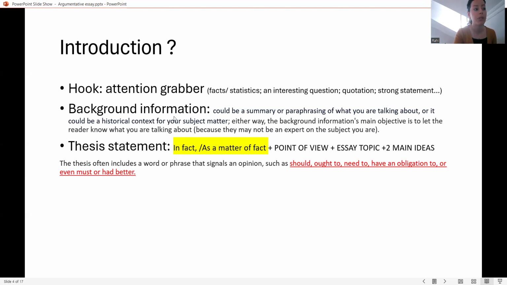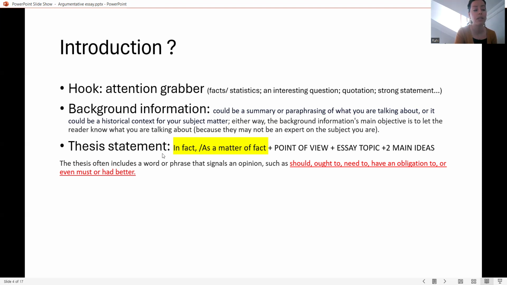And then background information is the second step. And what is it? Most of the students ask me, what is background information? Background information is actually a summary or paraphrase of what you're going to talk about, or it could be a historical context for your subject matter. Either way, the background information's main goal is to let the reader know what you're talking about, because they may not be an expert on the subject that you're going to write about.